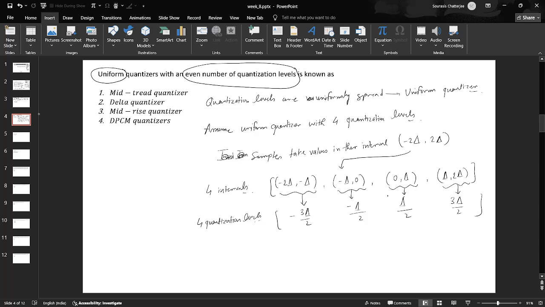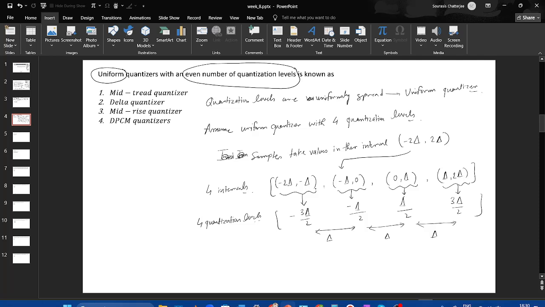So there are 4 intervals and there are 4 quantization levels. We have a uniform quantizer with 4 quantization levels. You can see that the gap from here to here is delta, same here, same here. So till now we have a uniform quantizer with these 4 quantization levels and uniform spacing.